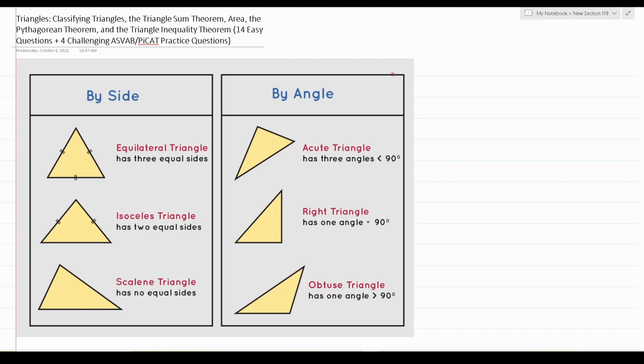As always, to get the most out of this video, you'll want to pause the video after I read a practice question, attempt to work out the practice question on your own, and then resume playing the video to check your solution. As a reminder, you're not permitted to use a calculator or a reference sheet on the actual ASVAB or PiCAT, so try not to use those resources as you work your way through this video.